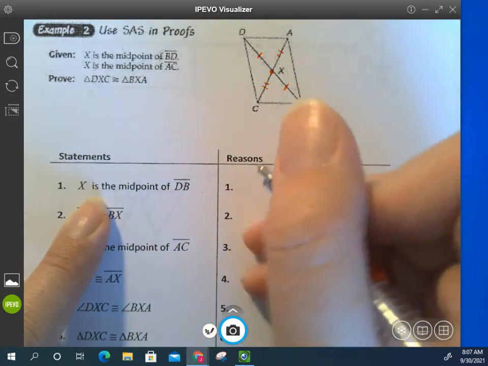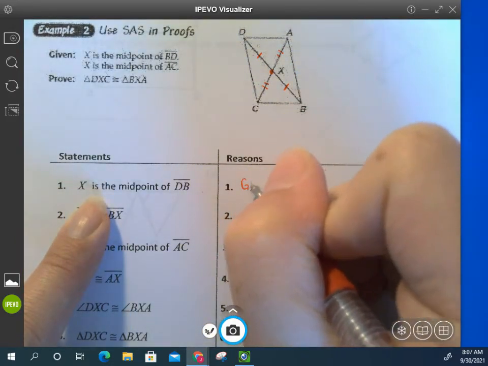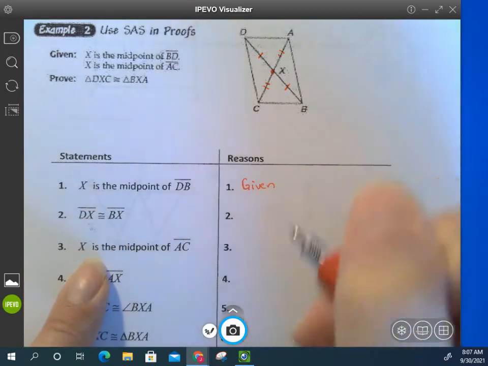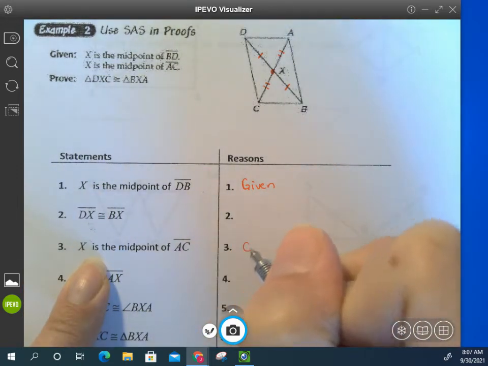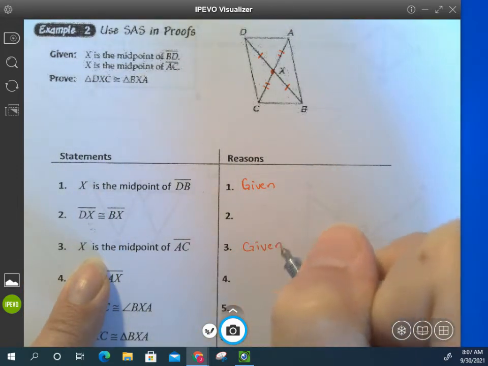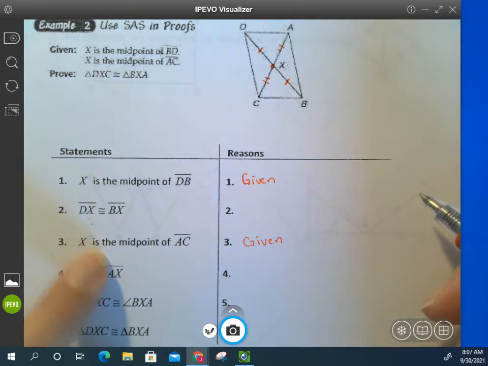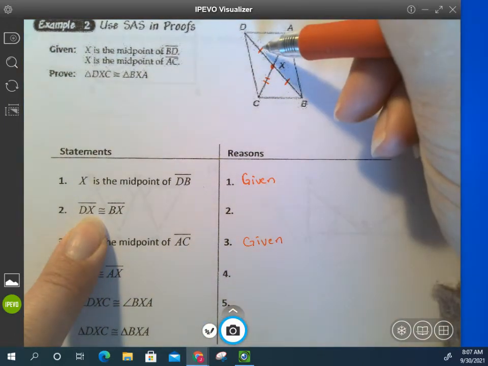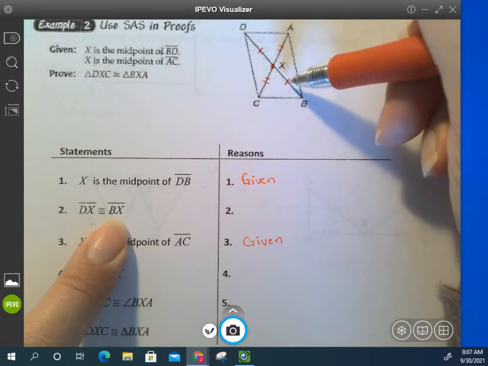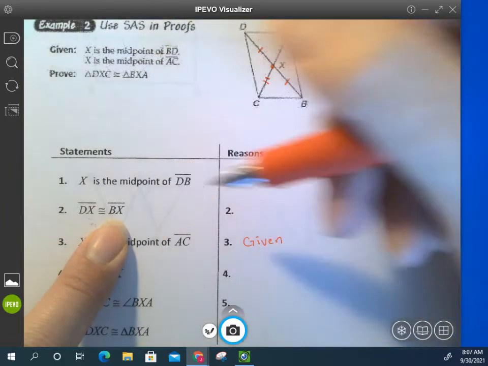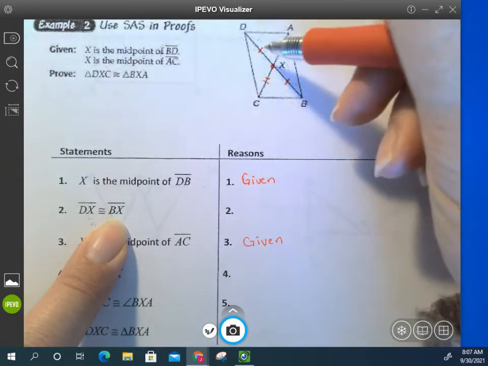So X is midpoint of BD, that was a given. And they split it up. X is midpoint of AC, that was a given. Now, the next thing it says here is that DX is congruent to BX. Isn't that what we just said? So we would have to state that. Why did they give me this? So I can split it in half.